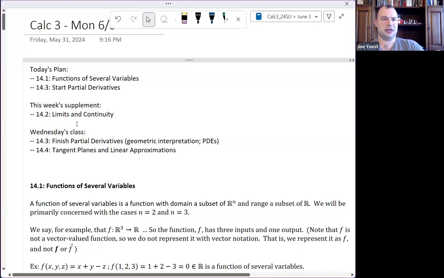If you remember from Calc 1, the ideas of limits and continuity obviously underlie the ideas of derivatives. But it turns out that in functions of several variables, some of these ideas of limits and continuity are rather technical. So we're going to leave those to a supplement, and we're going to focus on the most important points for moving forward, which is 14.1, 3, and 4. And then 14.2 will be in that supplement.